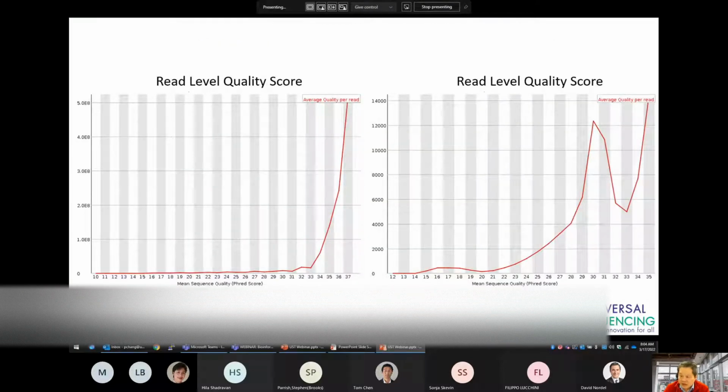The analysis also reports on the average read quality for the read as a whole. Here on the left, most of the reads have high quality with Q scores of 37, whereas for the sample on the right, there's a subset of reads with lower read quality. Again, take a look at the report. Take a look at the sequencer for any issues that may arise.